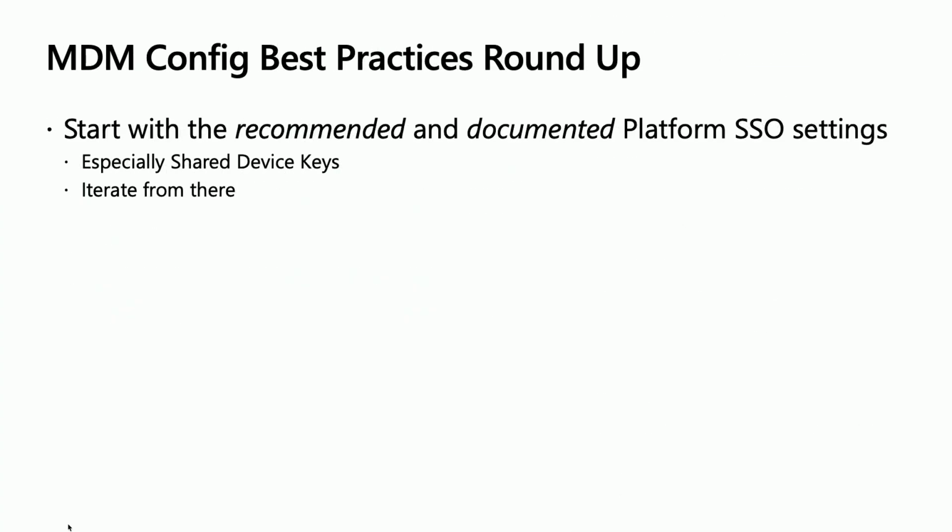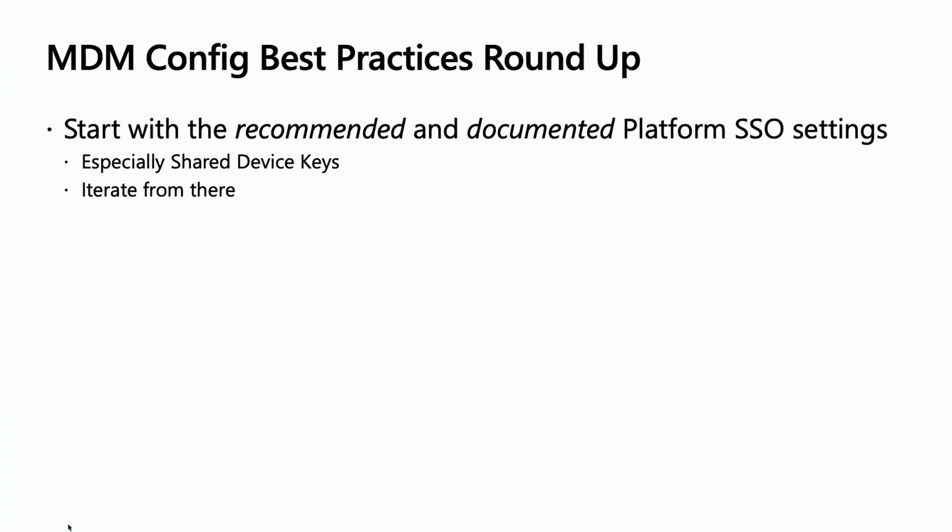From a settings perspective, please start with the recommended and documented Platform SSO settings, especially things like shared device keys. Okay? So shared device keys is going to be a requirement in many of the Sonoma features, like having multiple users be able to sign in. So we have that in the recommended settings. If you just go on your own and set your own settings and you realize, oh, I need that, I want to have that functionality, and you rolled it out without it, your users are going to have to re-register again. Okay? So start with this, then start to iterate from there on the changes that you want to make.